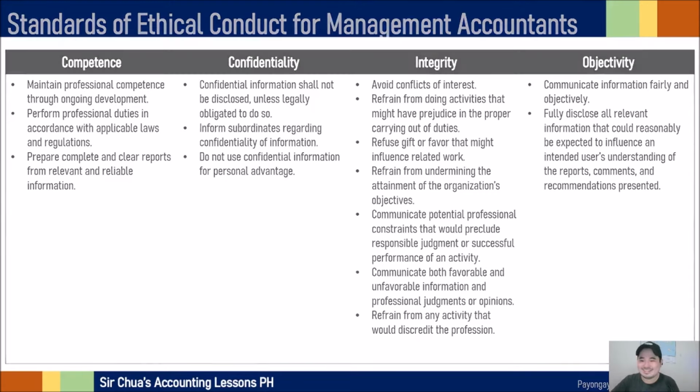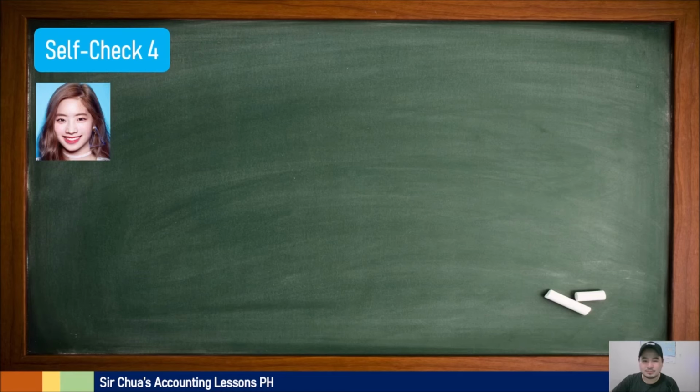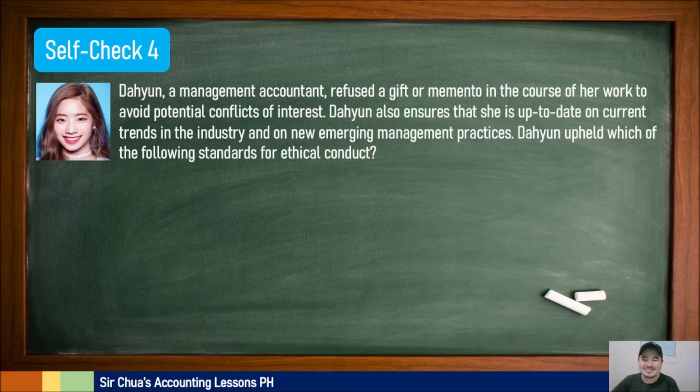Now, let's try the knowledge that you gained from that section in this self-check number 4. Dayon, a management accountant, refuses a gift or memento in the course of her work to avoid potential conflicts of interest. Dayon also ensures that she is up to date on current trends in the industry and on new emerging management practices. Dayon upheld which of the following standards for ethical conduct?